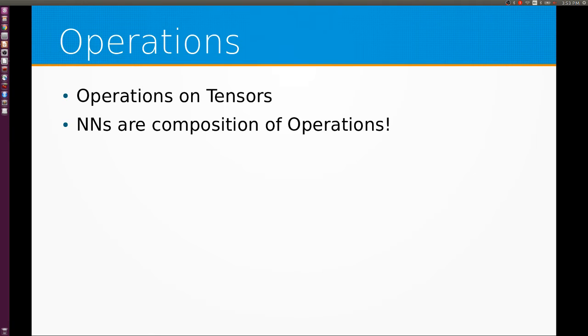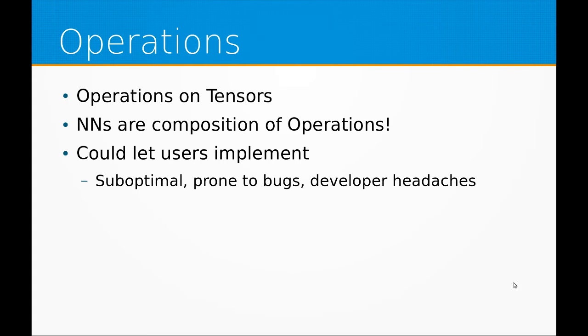Okay, so we are at operations, and like I said, neural nets, if you look at it, are just a composition of operations, and we could just say let the users implement. But the problem is that whenever users implement, they try to implement in a high-level language like Python, which, though it's easy to program, results in suboptimal code where all the resources are not used properly, and another thing is it's prone to bugs.